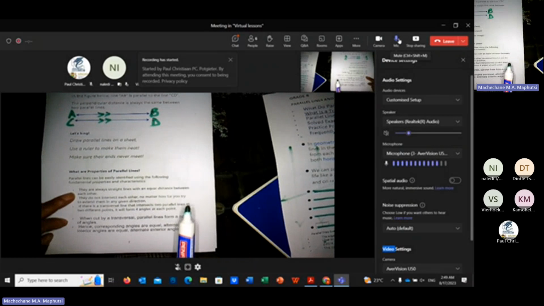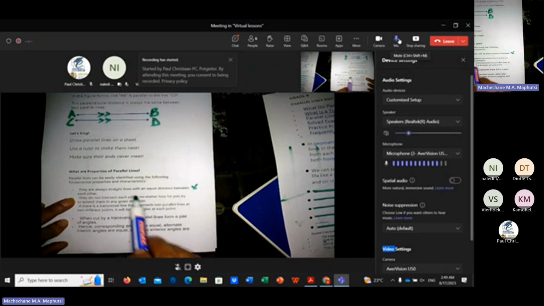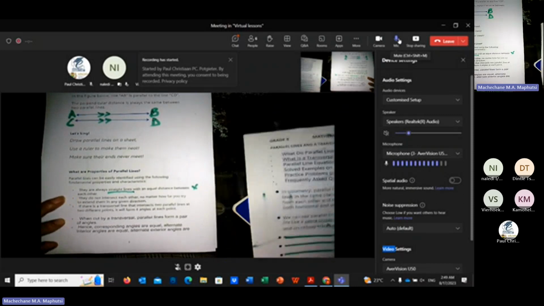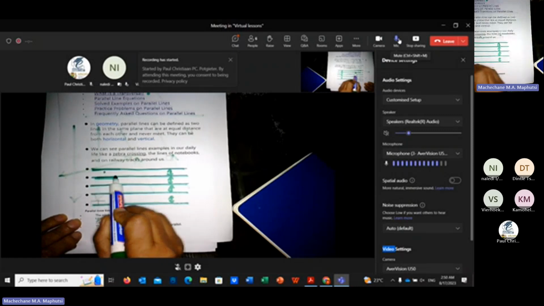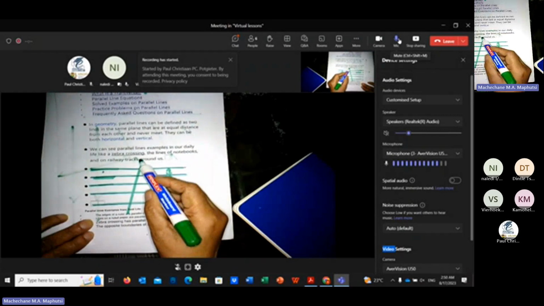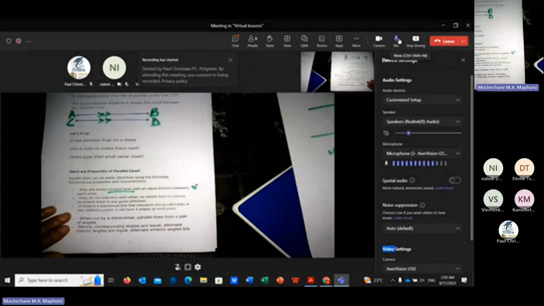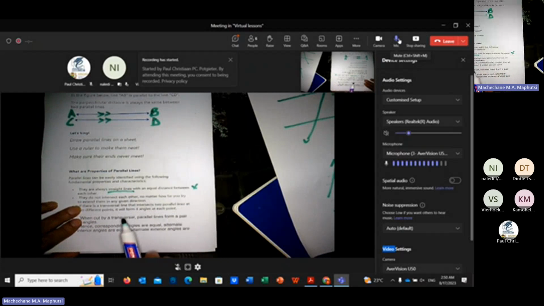The properties of parallel lines are the following. Usually we say they are always straight lines with an equal distance from each other. As you can see here, the distance from that line to that line is the same. From here to there is the same. So if we can draw that line there, this line we call the transversal, as I've indicated earlier. And the parallel lines do not intersect each other no matter how far you try to extend them. I also indicated that.